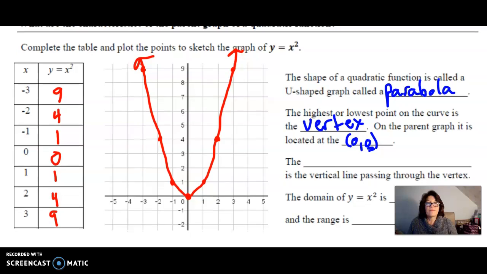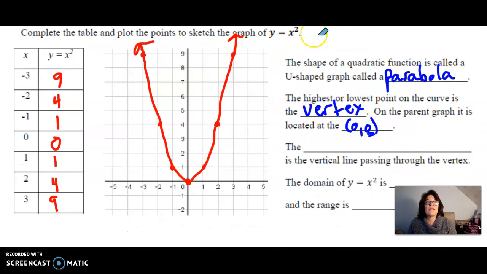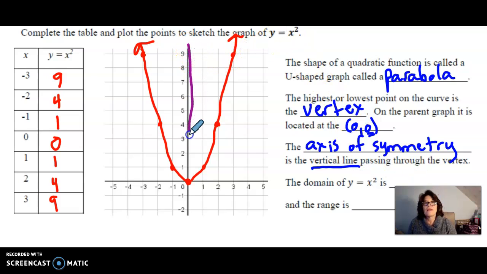The axis of symmetry. This is a new word. Axis of symmetry. Don't get scared by that big long word. The axis of symmetry is just the vertical line that passes through the vertex. Oh, sorry. Pretend like I drew that very straight. This is the axis of symmetry for this parabola. This vertical line cuts the parabola in half. It's kind of how I like to think of it.